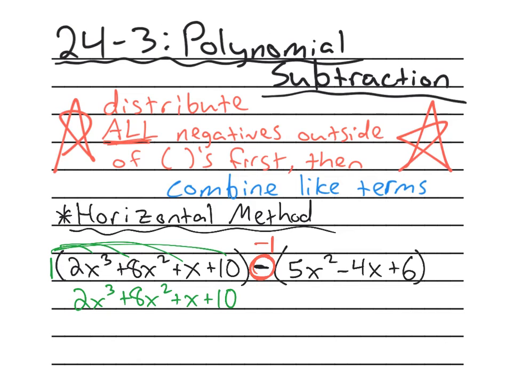So we're going to take that negative 1 and distribute to all the terms on the inside next to it. So that changes all the what? The signs. It changes all the signs, all the values. It becomes from a positive 5x squared to a negative 5x squared. From a negative 4x to a positive 4x, because a negative times a negative is positive. Negative 1 times 6 is negative 6.